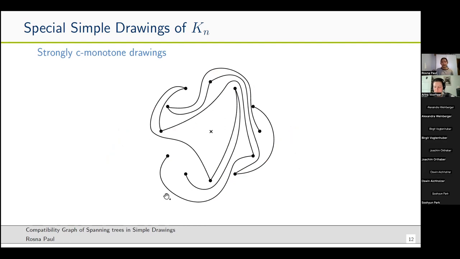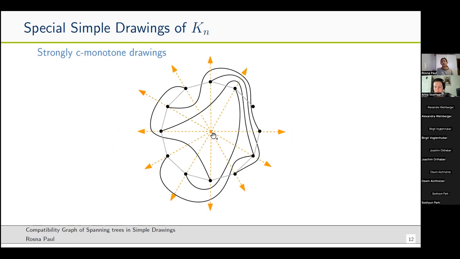Now we came back to the original plane spanning tree. So here, as I mentioned before, I consider the twiggly edges. So these are my twiggly edges. And with respect to the endpoints of the twiggly edges, I take the rays from the center, and it creates regions between the twiggly edges.